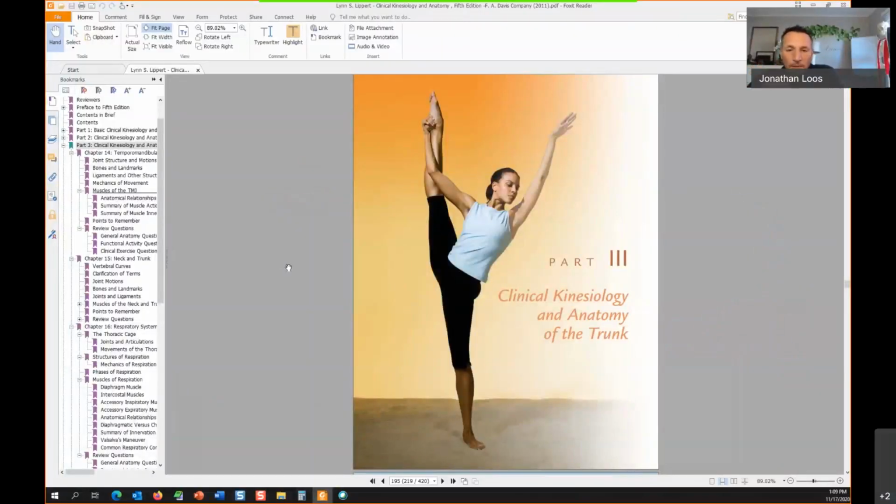This is probably the most confusing module, not so much that the material is confusing, but the way that I'm going to present it is going to be different than the textbook. The textbook has the TMJ first, and then it has the neck and the trunk, and then it has the respiratory system. What I'm going to do is break it up a little bit, where I'm going to teach the thorax, the thoracic spine, and the lumbar spine and how those interact. And then we're going to do head and neck together as a whole. So we'll look at the jaw, and then we'll look at the cervical spine.